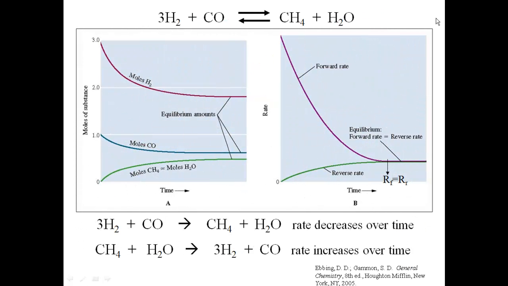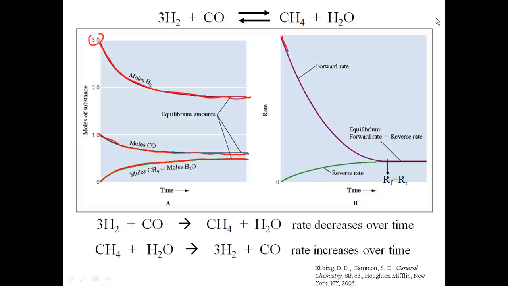Here I have 3 moles of H2 plus 1 mole of carbon monoxide gives me 1 mole of methane plus 1 mole of water. Notice that I'm starting off with 3 moles of hydrogen gas, and you can see that it decreases over time and then it levels off. Start off with 1 mole of CO. Once again, it levels off at some point. And then we're producing methane and water, 1 mole each, so that's increasing over time, and then it levels off. We can look at the rates.